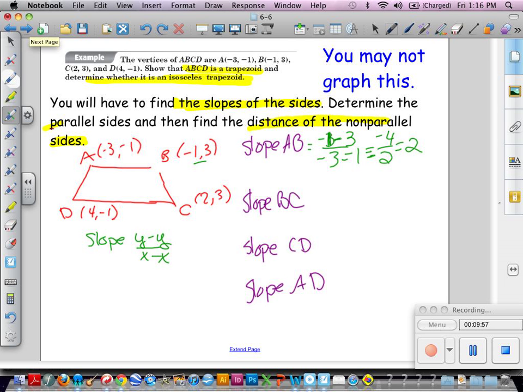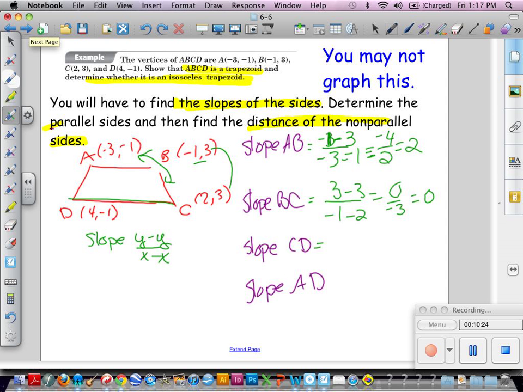BC. Okay, I'm going to take 3 minus 3, which is 0. That's not going to get me -2, all right? I better finish it though, minus 1 minus 2, it's negative 3, that's 0. Okay, I knew that. I'm going to move on to CD, that's this right here.